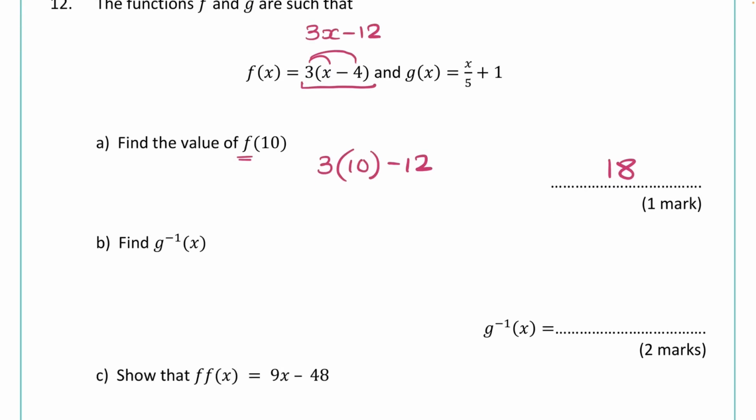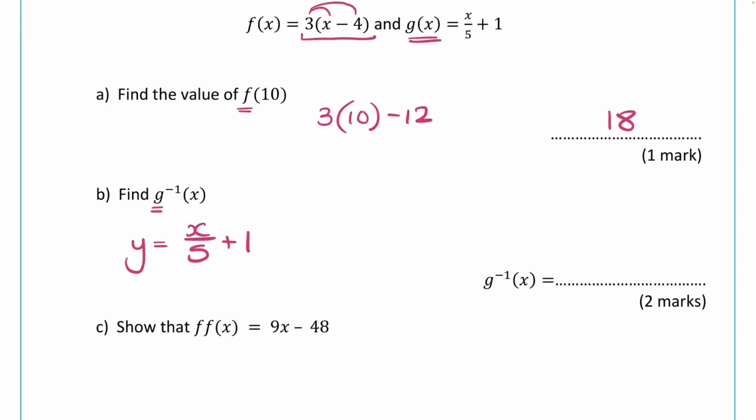For part B, we have an inverse function, and we want the inverse of g. g is up here. You might have different methods for this. I write it as y equals x over 5 plus 1, and then rearrange it to make x the subject. Now to do that, you've got 2 options. We can multiply by 5 first, as long as I remember to times the 1 by 5. I like to get rid of that 1 to start with, so minusing 1 from both sides. And that gives me y minus 1 is equal to x over 5.